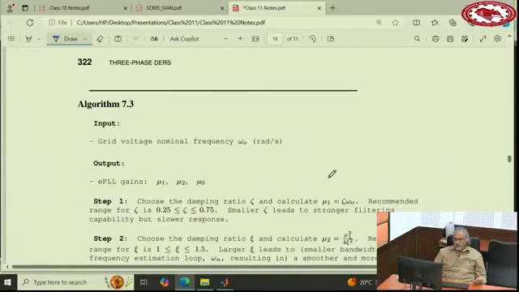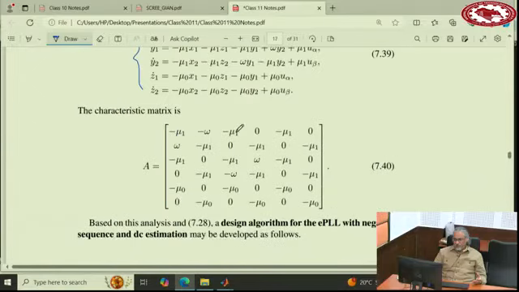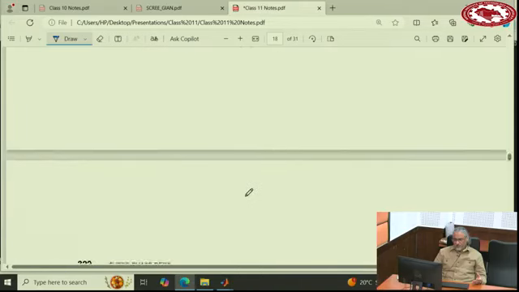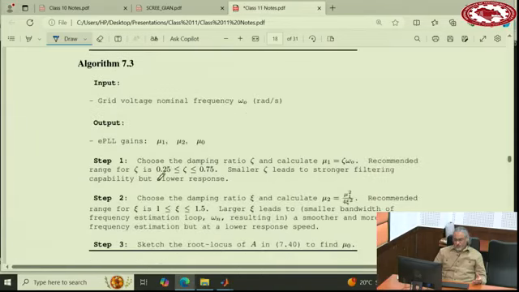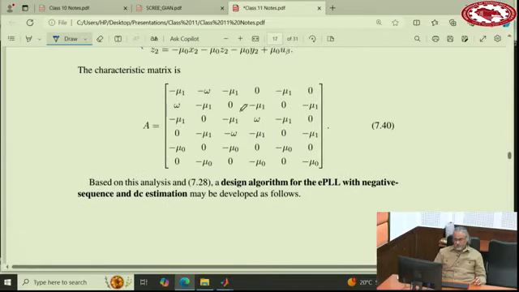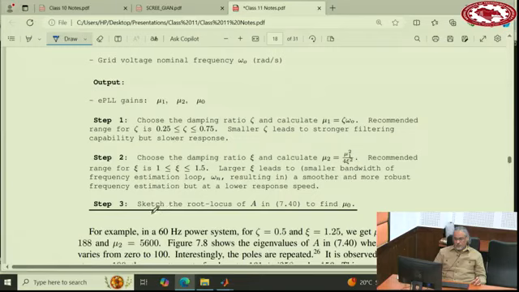So if you look at the parameters, here is mu1 and mu0. Let me say how I proceed. Choose the damping ratio zeta and calculate mu1, the same way we did before. Choose the damping ratio and calculate mu2 as before. Now, once you have mu1 and mu2 in this matrix, you can change mu0 and look at the eigenvalues of this matrix. So sketch the root locus of the eigenvalues of A to find mu0.